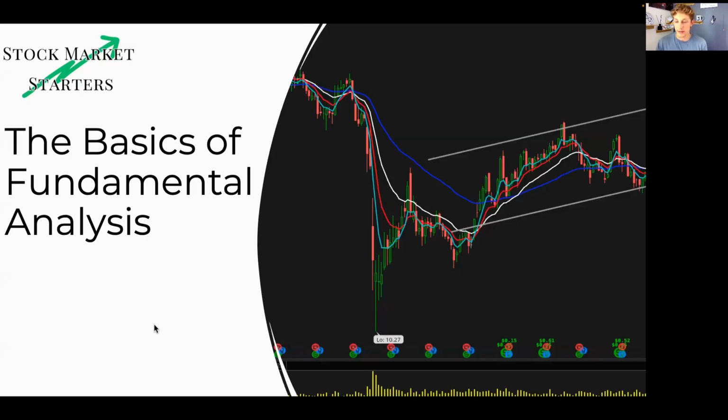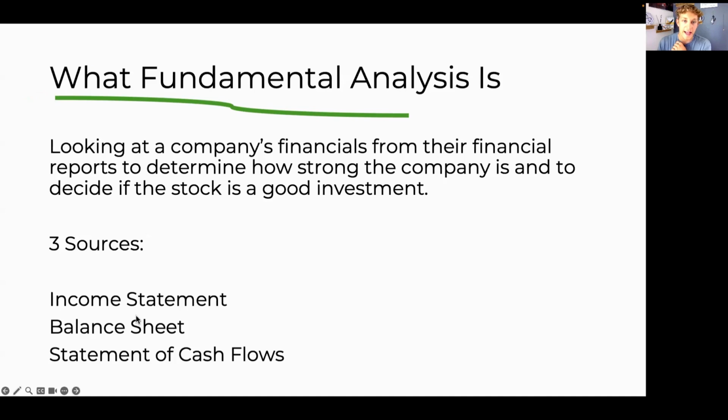All right. So today we're talking about the basics of fundamental analysis. And the first question I think is what fundamental analysis actually is. Why do people do it? The key here is looking at a company's financials from financial reports that they put out every quarter, usually, to determine how strong the company is and to decide if the stock is a good investment. That's sort of the idea of what fundamental analysis is, right? It's about finding the actual data that the company releases and saying, hey, are you guys making money? Are you set up to continue making money in the future? Do you have too much debt? Do you have the right amount of debt? How are we dealing with money as a business as a whole?